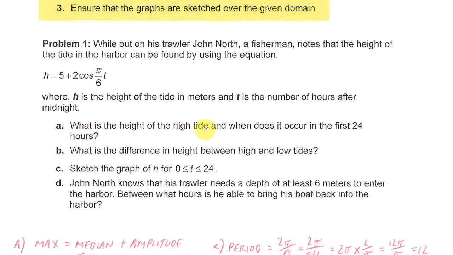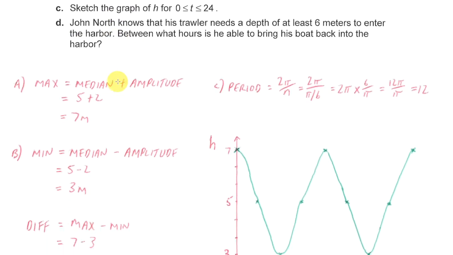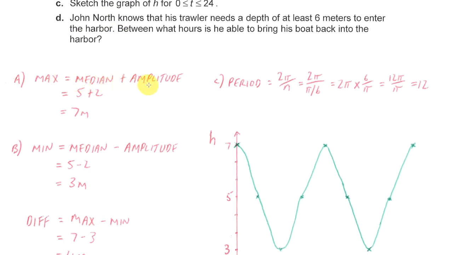All right, A, what is the height of high tide and when does this occur in the first 24 hours? So the high tide will be the median plus the amplitude, because the high tide is the maximum value for this H of X function. So the max equals the median plus the amplitude, so we end up with 7 meters.